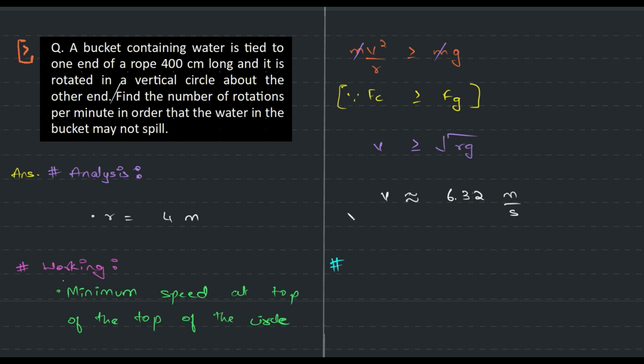Now, we know the velocity. We have to figure out the frequency. How will we do it? Frequency calculation. Again, it's from the basics. Actually, everything is the basics. We know that V is equal to omega R. Omega is 2 pi f, or this formula directly. So we have 6.32 divided by 2 into 3.14 into 4 should be your frequency.